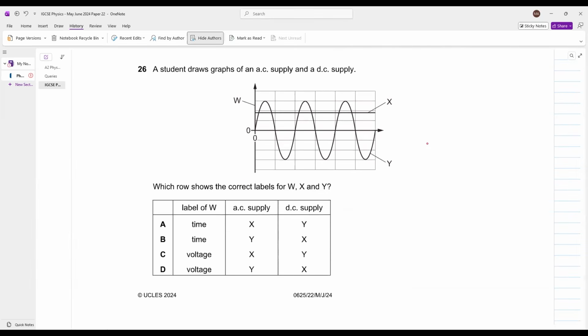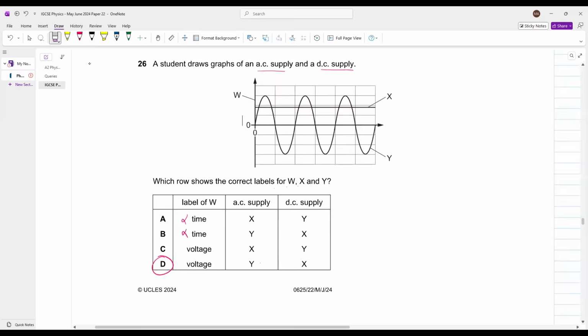A student draws a graph of an AC supply and a DC supply. Which row shows the correct label for W, X, Y? W क्या है? Voltage का axis. A B cancel out. X क्या है? DC supply. So है कोई option? हाँ, X is your DC supply, Y is your AC supply. सर, how do you know X is DC supply? क्योंकि X का voltage constant रह रहा है. That's why it's a DC supply. Simple. Let's further move ahead.